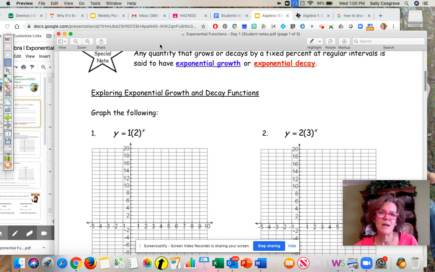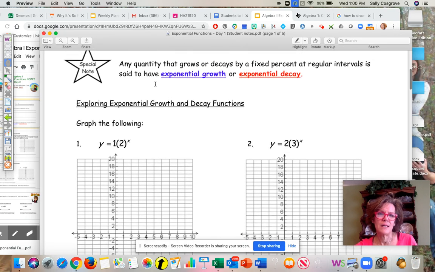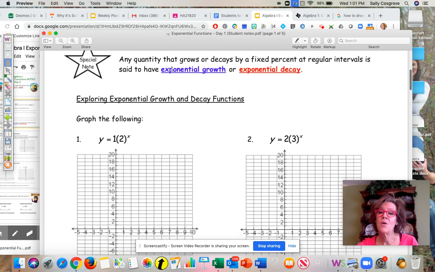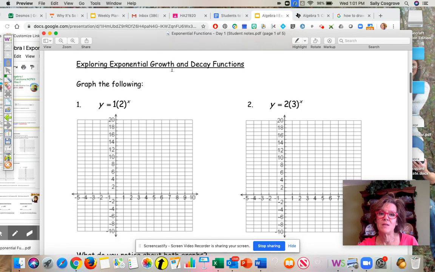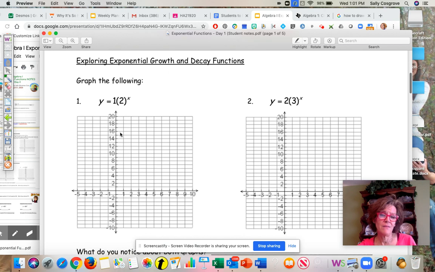So here we are. Now we're going to see the note, and it says, any quantity that grows or decays by a fixed percent, and that's what we said, a constant ratio, at regular intervals is said to have exponential growth or exponential decay. And so I'm going to scroll down. Now I've given you some instructions on your Google Slides about how you can graph this. If you just want to graph it on your calculator and look at it, that's fine too.